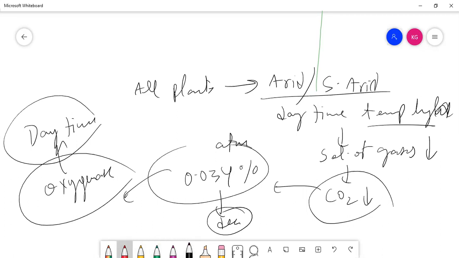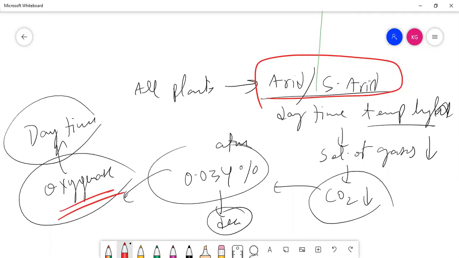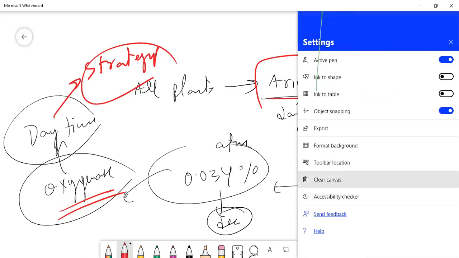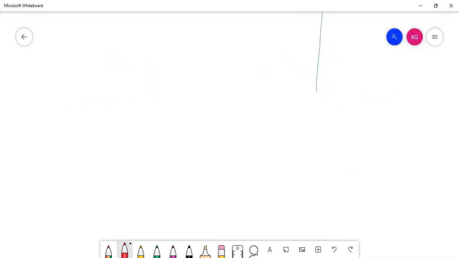So that means there's a major problem in all those plants which grow under arid and semi-arid zones. That means during daytime they cannot photosynthesize. How will photosynthesis happen? How will they fix carbon? Because during daytime we know Rubisco mostly functions as oxygenase and is not able to capture the CO2. So in all these plants, they have evolved a strategy. And let us see what the strategy is. To take care of this oxygenase activity of Rubisco, they have evolved a strategy.